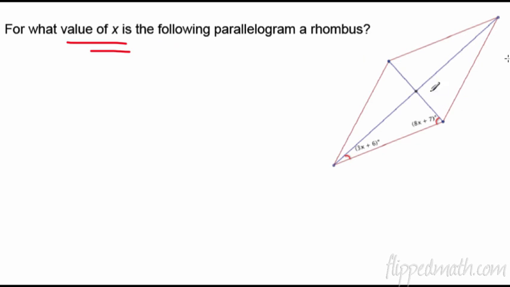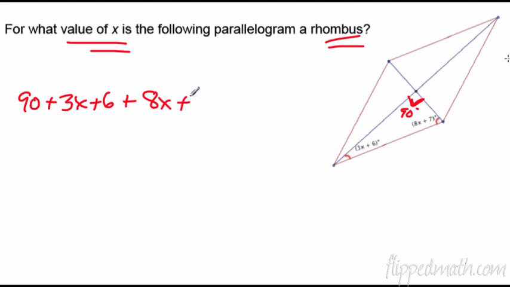The next problem deals with a rhombus, and for what value of x is the following a rhombus? It's a rhombus if the diagonals are perpendicular to each other, so we know that this angle here is 90 degrees. Sometimes they'll give you both angles in one of the vertices, because they bisect each other, but that's not what this one's going for. You have a right triangle now, with a right angle in it, so all 3 of these angles added together give you that one, and they give you the other 2. Let's do that: 90 plus 3x plus 6 plus 8x plus 7.